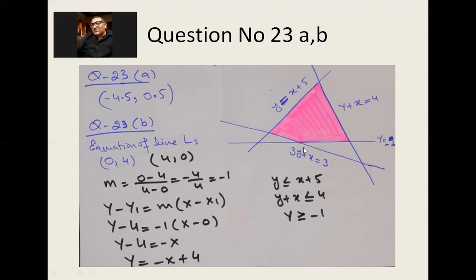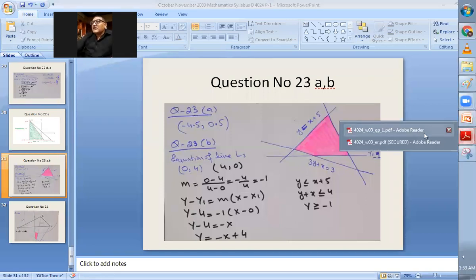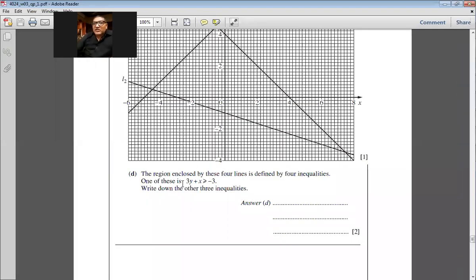Then this fourth line, 3y plus x equals 3, its inequality is already given. But let me explain that inequality to you. Have a look at this: 3y plus x greater than -3. In this inequality, the crocodile's mouth is towards y. Why is it towards y?